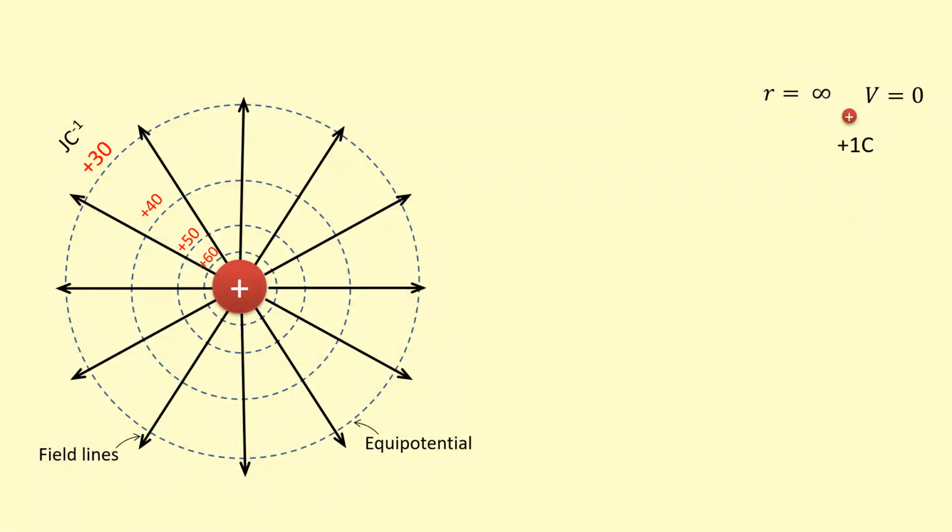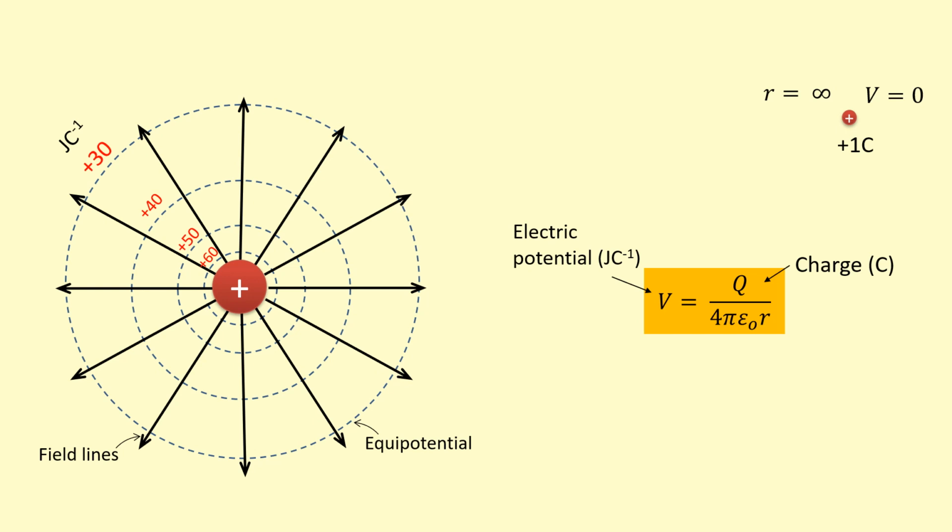Okay, so electric potential is the work done per unit charge to move a test positive charge from infinity to a point in the field. And in a radial field like this, we can calculate it using this equation here, where V is the electric potential, which is measured in joules per coulomb, and Q is the charge, and that's in the center, which is measured in coulombs as well.